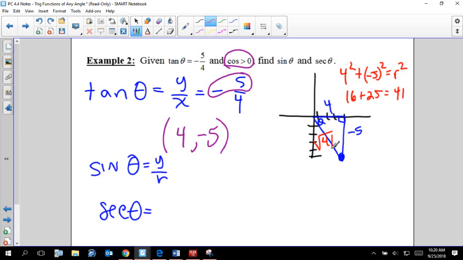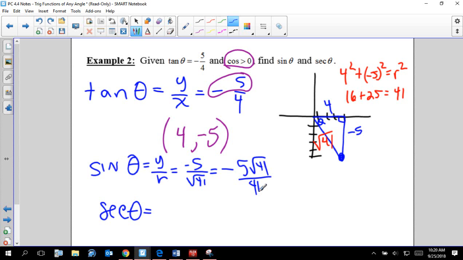So now the sine of theta is y over r. So we are doing y, which is -5, over r, which is square root of 41. Can't leave it like that. Have to rationalize. -5 square root of 41 over 41. There we go. Rationalize it.